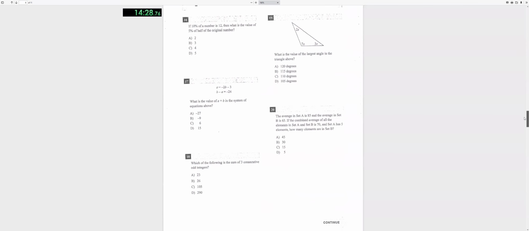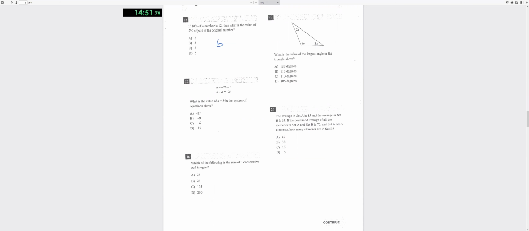Scroll. Moving on. We are at the 14.5-minute mark, so we're moving pretty quick here. We're under a minute per question, which is good because we'll need that later. If 10% of a number is 12, then what is the value of 5% of half of the original number? Okay, you got two choices. The first is you can figure out what the original number is, or you can work from here and you can say 10% is 12, so 5% would be half of that.